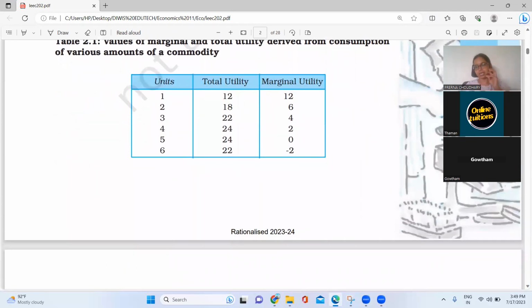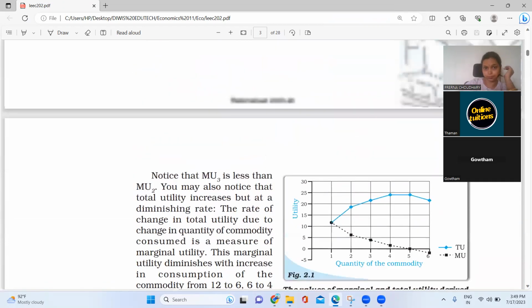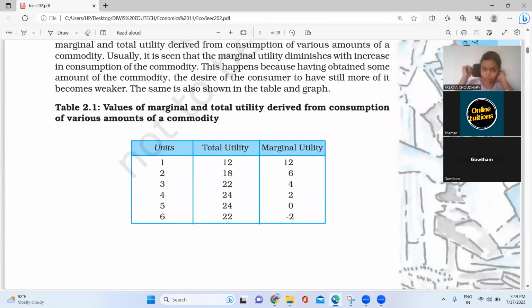Now I told you that you need to understand this concept because you will be making a graph, a curve. One more thing I forgot to tell you. When we were on this table, we saw that earlier I had a marginal utility of 12, then it came to 6, then it came to 4, then it came to 2, then it came to 0, then -2. We got to know that the marginal utility is decreasing from the successive consumption of the units.